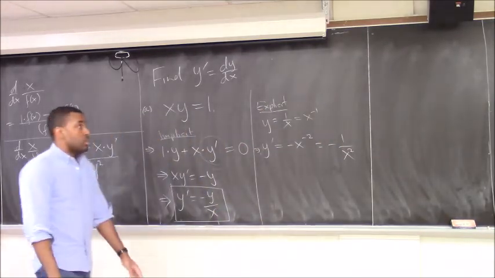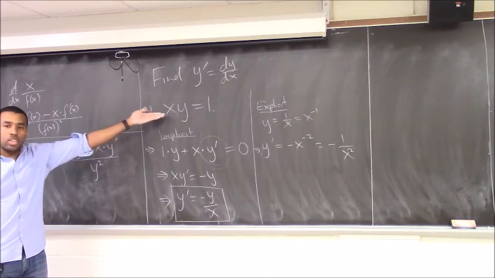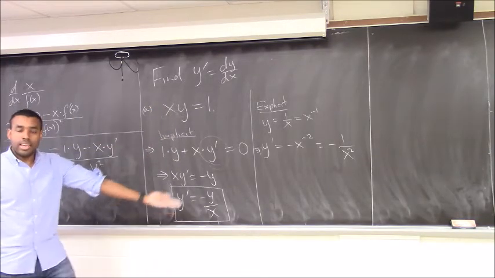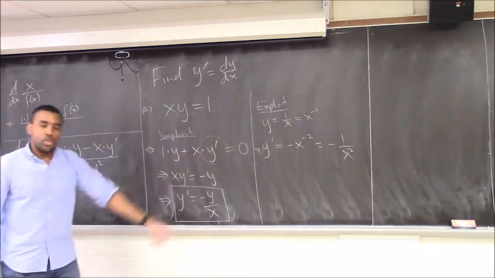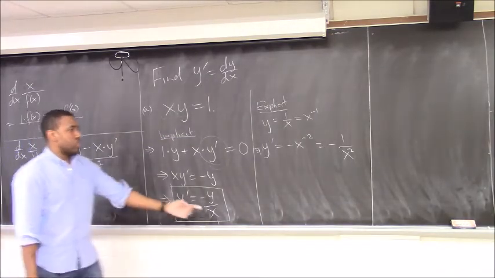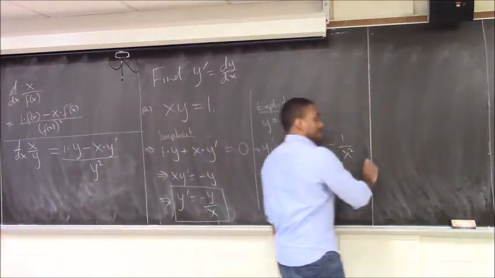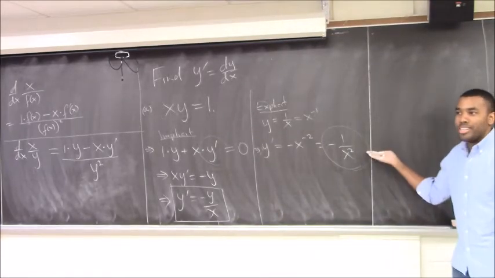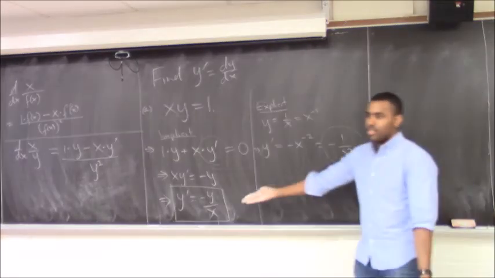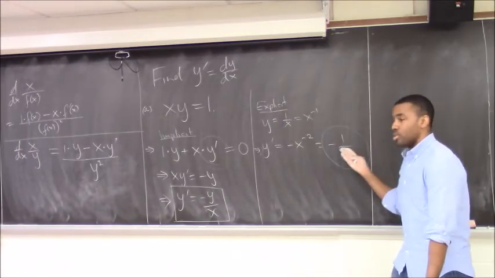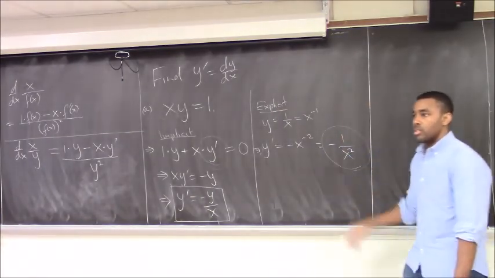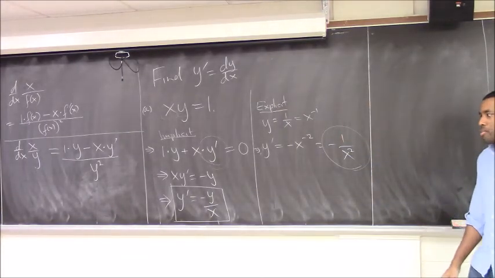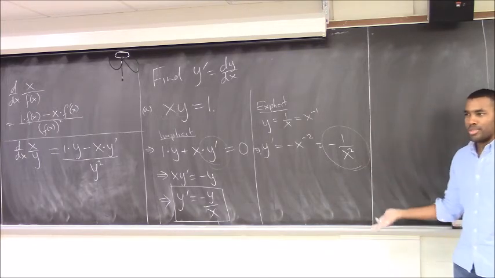This is an example of a problem that I could do either implicitly or explicitly. Here's an issue I have though. The answers look different. Are they actually the same? Well, we kind of know that this is the answer, but is that answer valid? How would you reconcile these two? Is the answer minus y over x, or is the answer minus 1 over x squared?